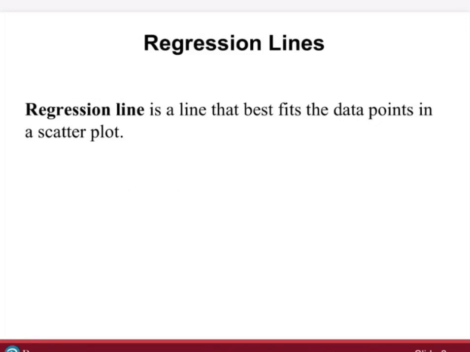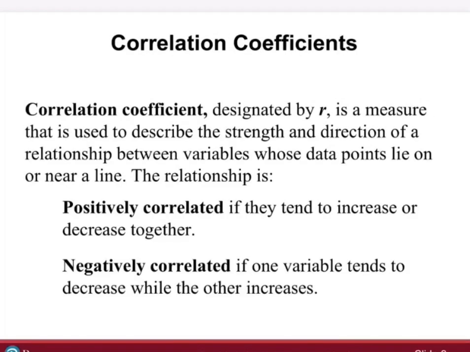So a regression line is a line that best fits the data points in a scatter plot. So given a scatter plot, we're trying to draw a line that gets as close to as many of the points as possible, right? So the correlation coefficient, designated by R, is a measure that is used to describe the strength and direction of a relationship between variables whose data points lie on or near a line. The relationship is positively correlated if they tend to increase or decrease together. It's negatively correlated if one variable tends to decrease while the other increases.